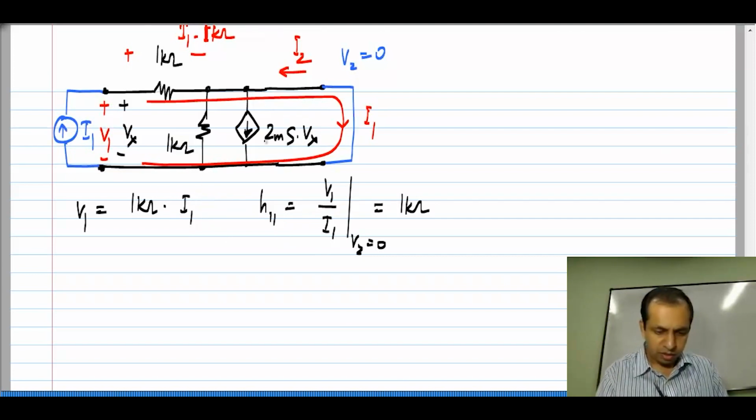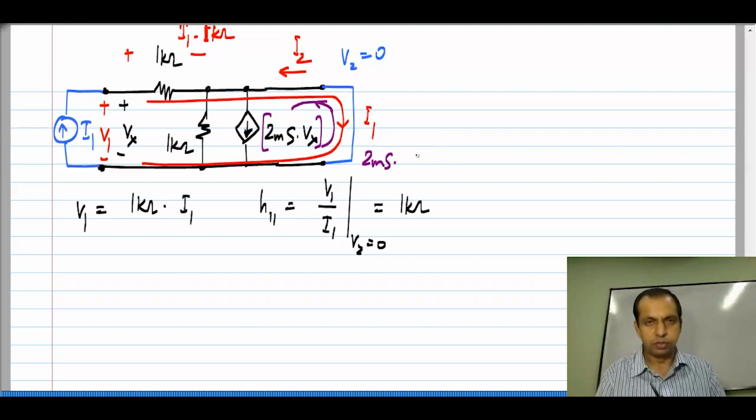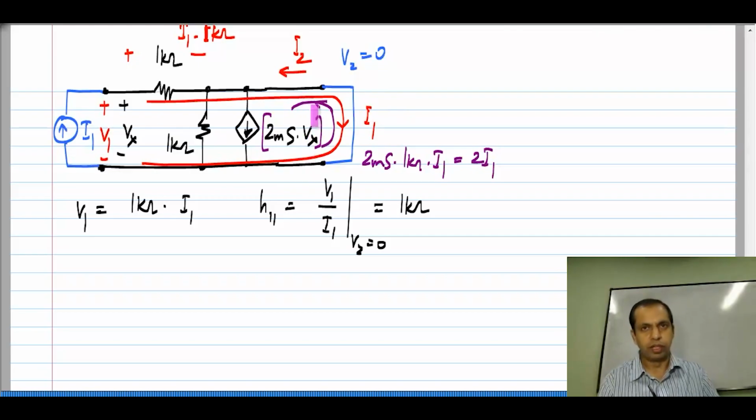So, this current over here, which flows in this direction also through the short circuit, because there is a short circuit across the control current source and all of its current will flow through the short circuit, will be, remember, in opposite direction to I1, and that is 2 millisiemens times Vx, which is V1, which is 1 kilo ohm times I1, which is 2 I1. Okay. So, we have I1 flowing directly this way and 2 I1 flowing there.